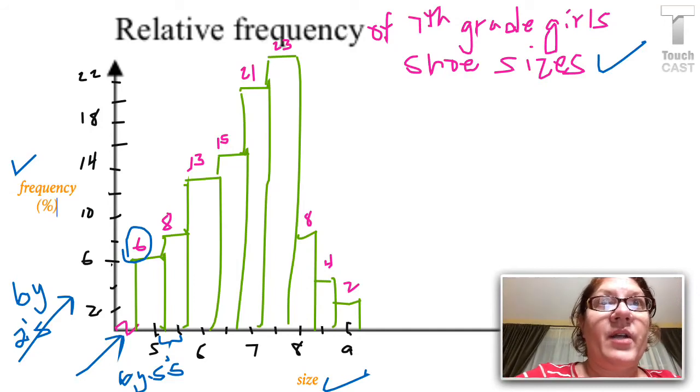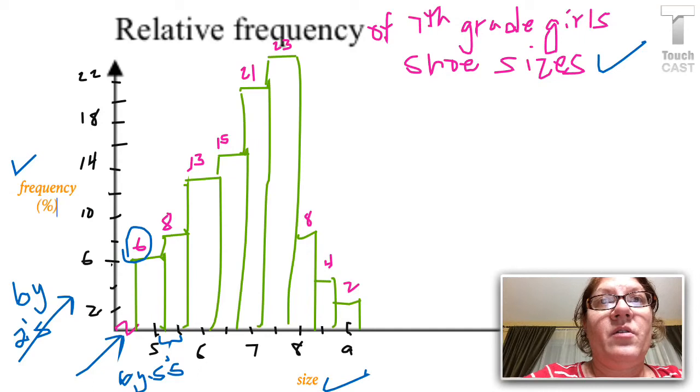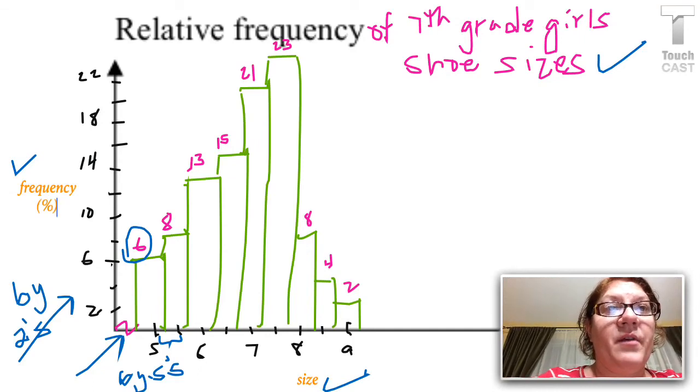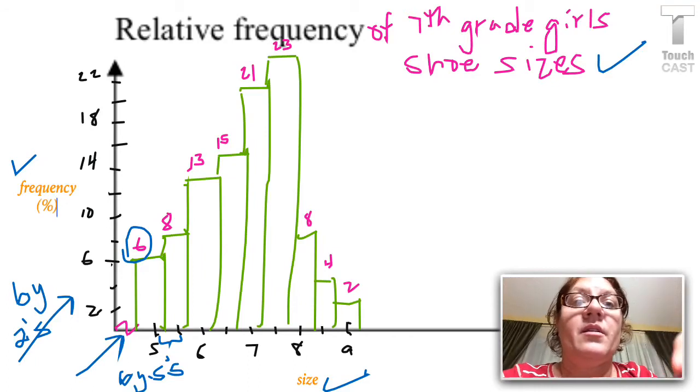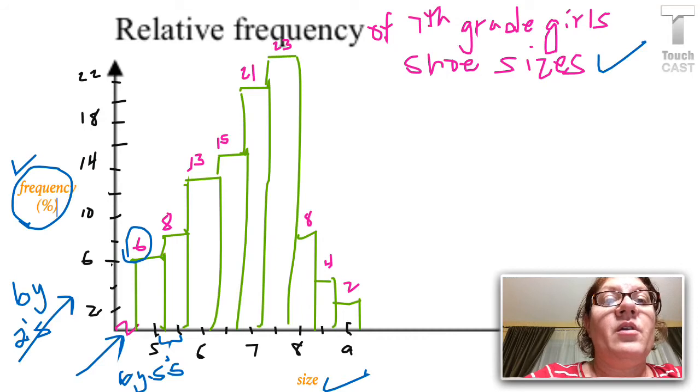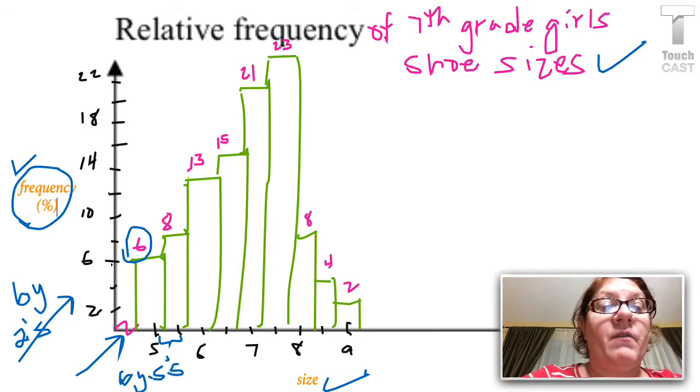Now, the question I want to ask you is, compare this to your frequency graph that's directly above this graph. And I want to know what you notice about their shapes. Because you should notice that their shapes are identical. The only difference is that this scale has been turned into percentages. Realistically, you could superimpose this graph on top of the one above it. And that will happen every single time, or should happen every single time.